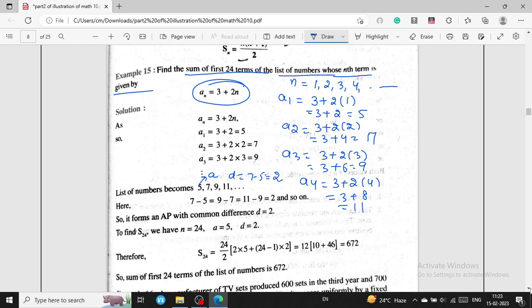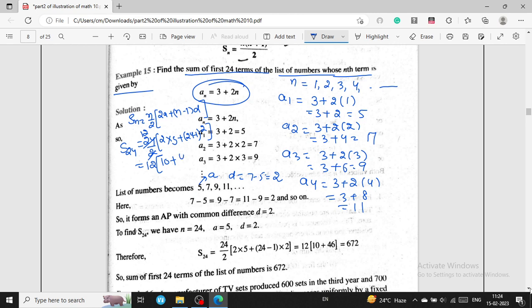Now we substitute in the formula. Write the formula: Sn is equal to n by 2 in brackets 2a plus n minus 1 d. For S24, n is 24 over 2, multiplied by 2 times a, which is 5, plus n minus 1, which is 24 minus 1, and d will be 2. 2 12s are 24, here 12 again. 2 5s are 10 plus 24 minus 1, 23.